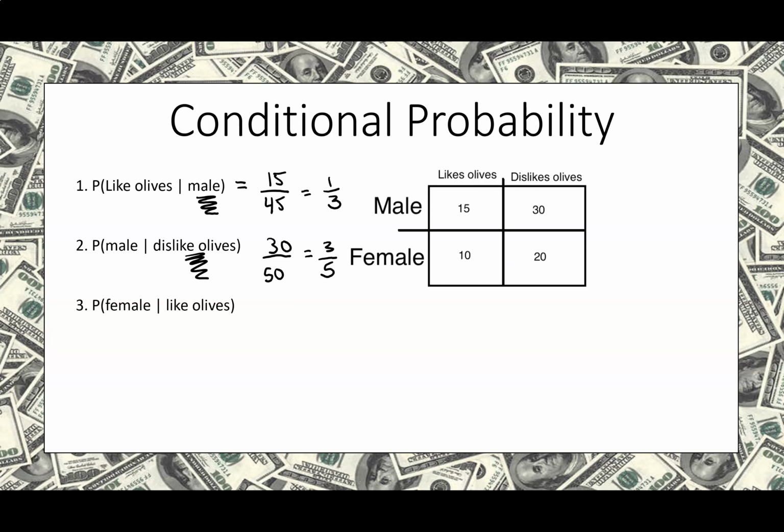All right, let's try another one. What's the probability you're female given you like olives? Well, first we circle the females that like olives. Here they are. So that's our numerator. Divided by the total number of people that like olives. Well, who likes olives? That's 25 people right there. And that reduces to 2/5.